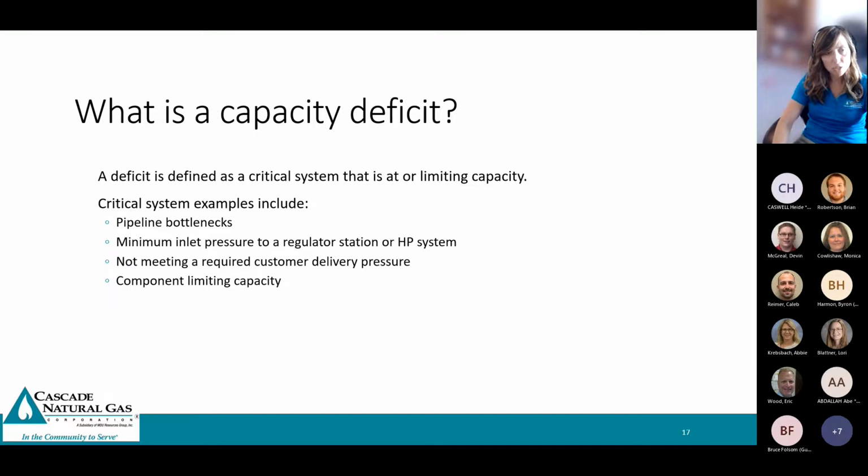Other things with our system: we have certain operating pressures we need to maintain. One example is if we have a 200-pound high pressure system that needs to cut to a 60-pound distribution system. If my 200-pound system at the end of the line only has 40 pounds, it's compromised my 60-pound distribution system. So that's one example of end-of-line pressure that doesn't meet the next system's design.